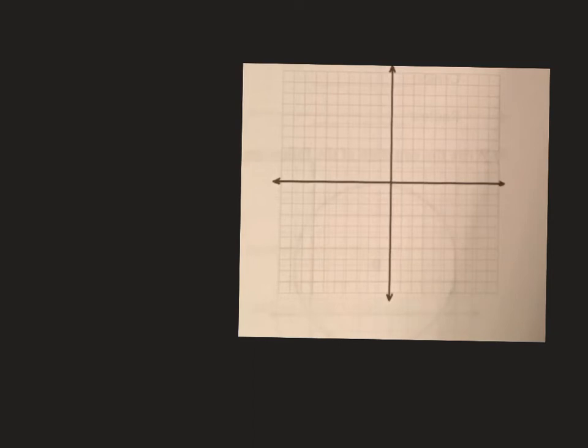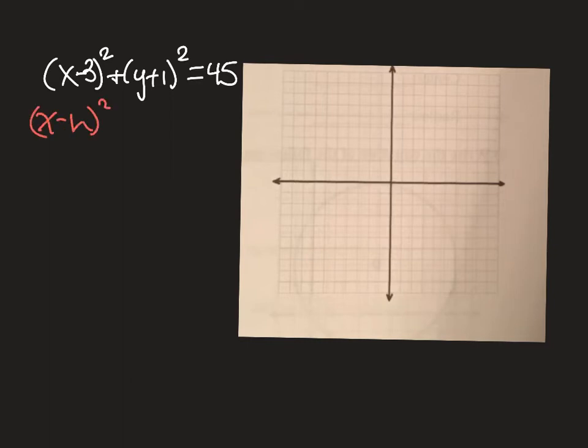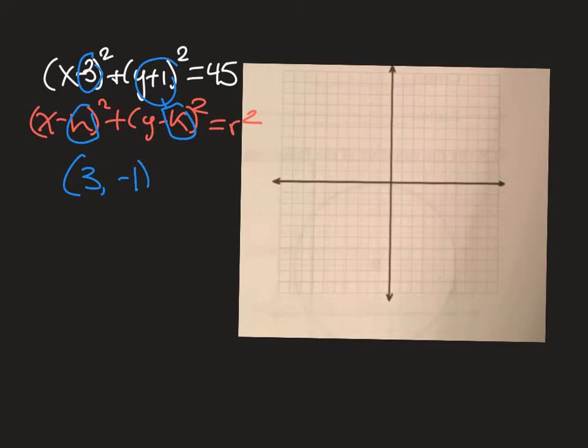Okay, so problem 3 says that I have (x - 3)² + (y + 1)² = 45. So this is my (x - h)² + (y - k)² = r². In this case, my h is 3, and my k is going to be negative 1 because those signs don't match. So my center is going to be (3, -1), because I was supposed to subtract, but up here I added instead.